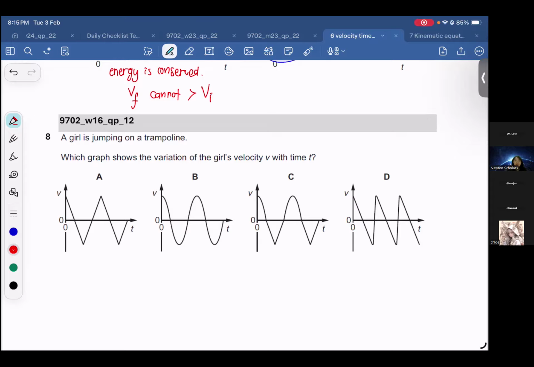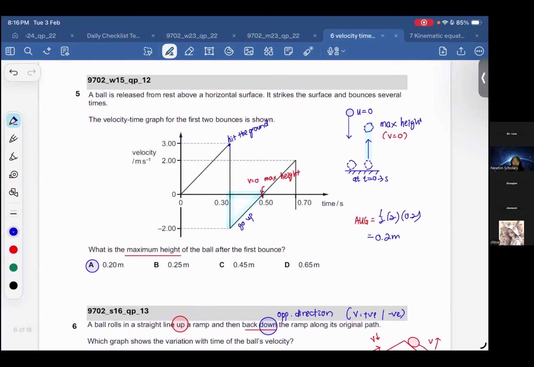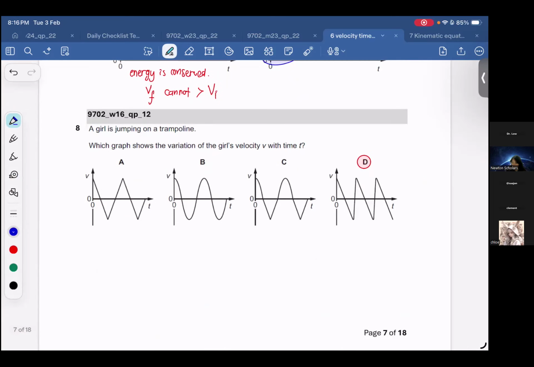Okay, dear. The answer should be D. Those who choose B, your answer is almost there, but not correct. This one is almost similar to the previous question. It will provide a sudden change when they hit whatever surface. So for this one, it is actually a constant acceleration, or constant deceleration.